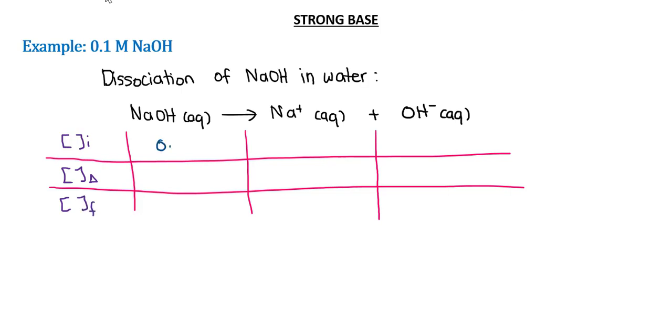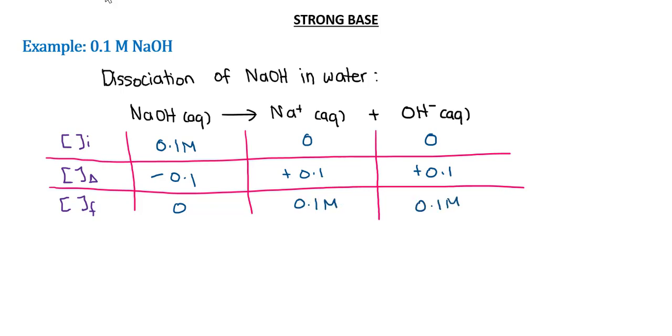Initially, there is 0.1 molar of sodium hydroxide and 0 molar of the ions product. Since sodium hydroxide will fully dissociate, sodium hydroxide will decrease by 0.1 molar and the sodium ion and hydroxide ion will increase by 0.1 molar. The final concentration of the sodium hydroxide is 0 molar, while sodium ion and hydroxide ion is 0.1 molar.